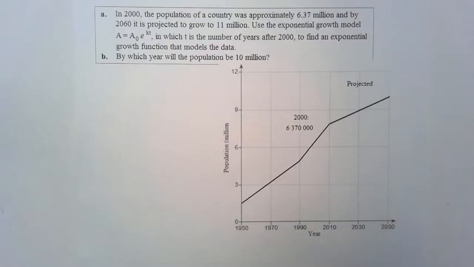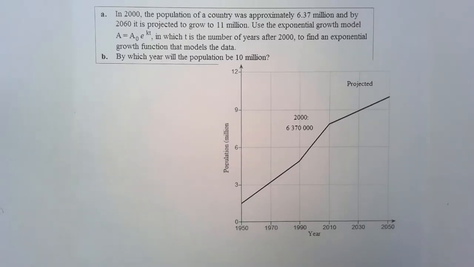All right, so we have here in 2000, the population of a country was approximately 6.37 million, and by 2060, it is projected to grow to 11 million. Use the exponential growth model, A is equal to a sub 0 times e raised to the k times t, in which t is the number of years after 2000, to find an exponential growth function that models the data.